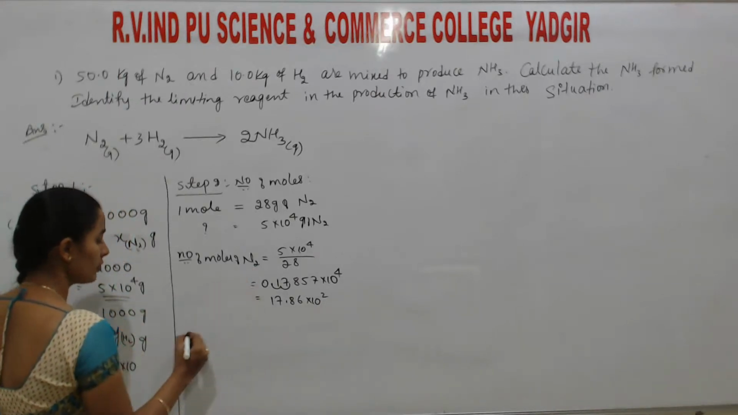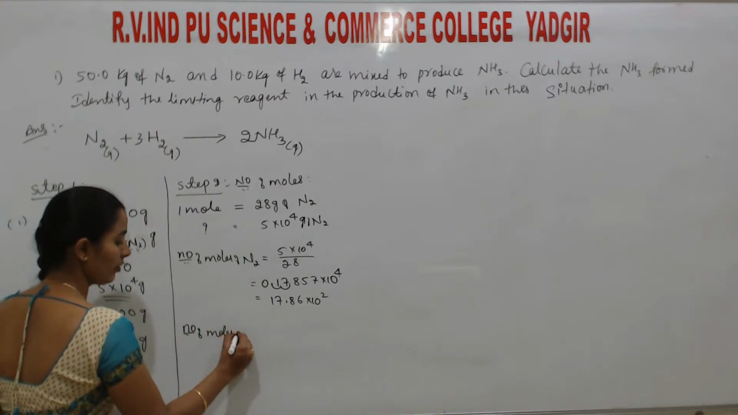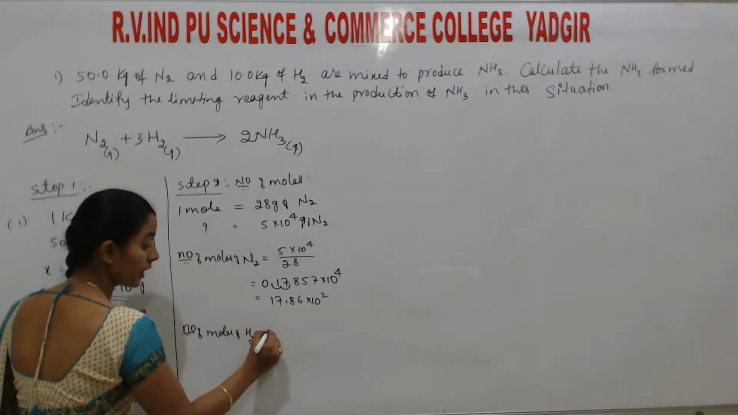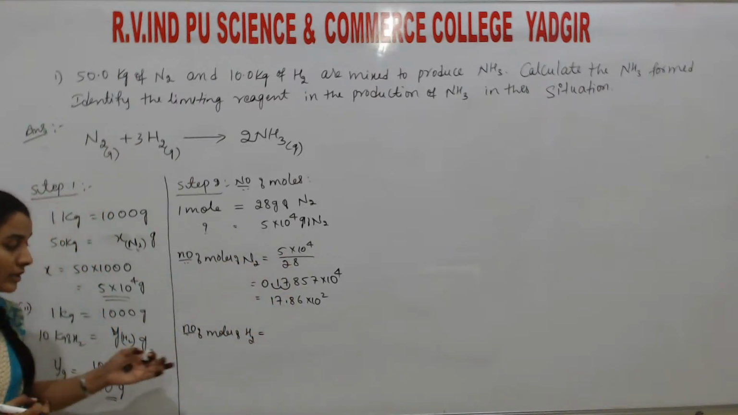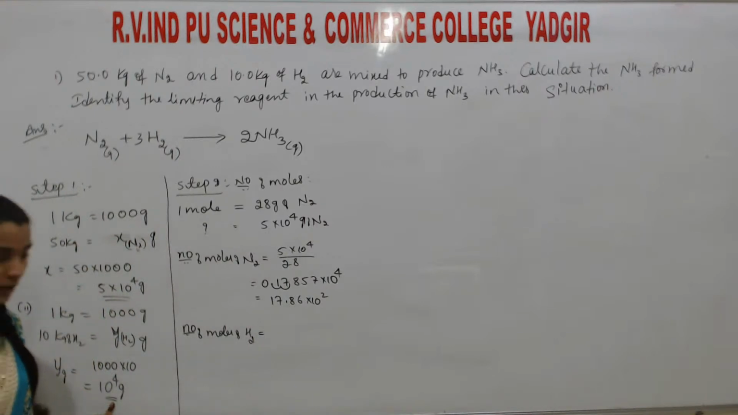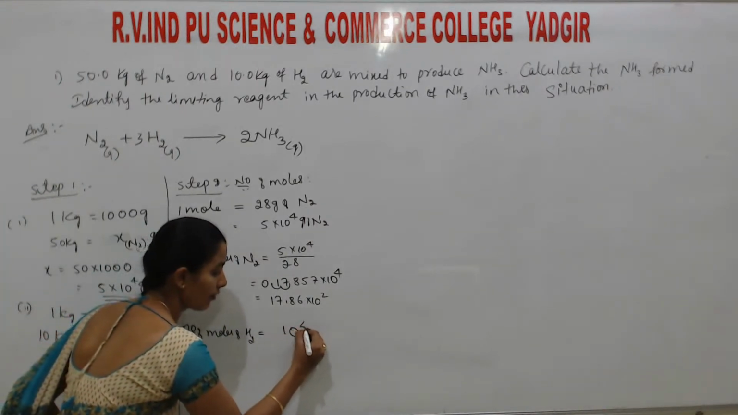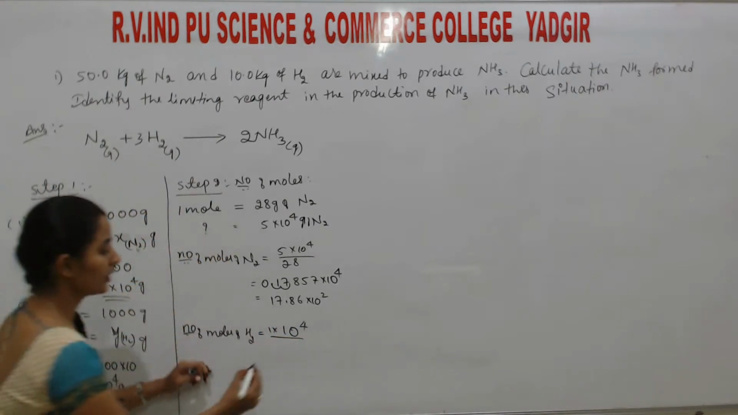Similarly, for the number of moles of H2, directly I will write given mass by molecular mass. The given mass of H2 is 10 kg, that means 10 to the power of 4 gram, divided by the mass of H2, that is 2.